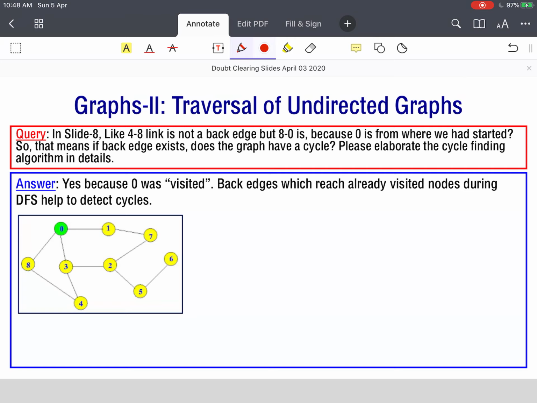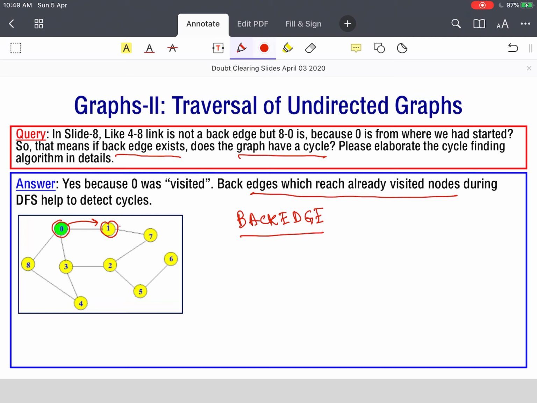Here in this algorithm, you said that link 4 to 8 is a back edge. Then the graph, if there is a back edge, does the graph have a cycle? Yes. A back edge comes when you visit an already visited node.